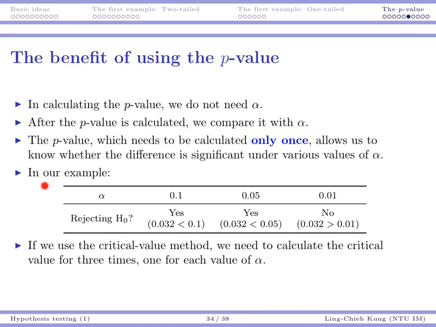So in our example, suppose we choose alpha to be 5%, we say yes, we reject H0. If we set alpha to be 10%, of course, again, we reject H0. But if we set alpha to be 1%, we say no, we cannot reject H0. So one p-value can be used to decide our significance with respect to different values of alpha. If we are using the critical value method, then unfortunately, for 3 values of alpha, we need to do the calculations 3 times, which can sometimes be tedious.